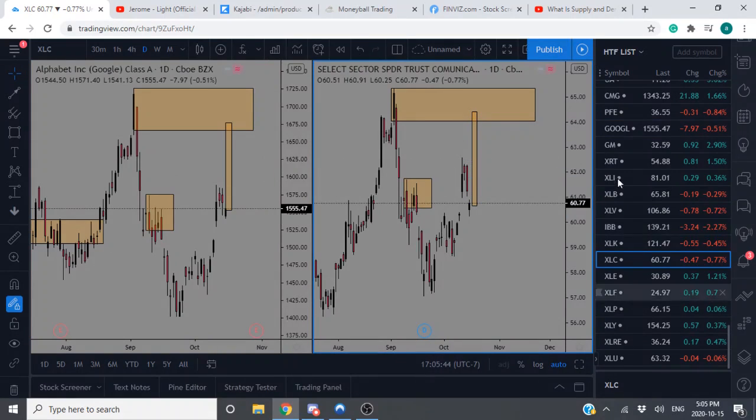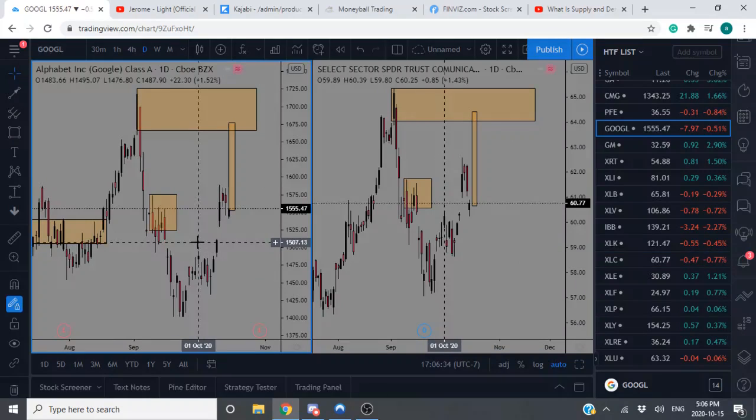Okay, so if you guys wanted these little sector indexes, have a look at them. I think they start from here, XRT, down into XLU. There is utilities, consumer discretionary, don't even know what that is, trust financials, energy, healthcare, right? So there's everything in there.